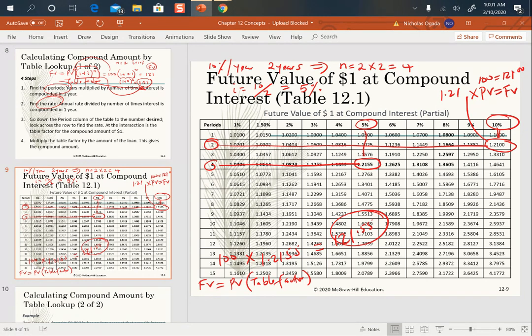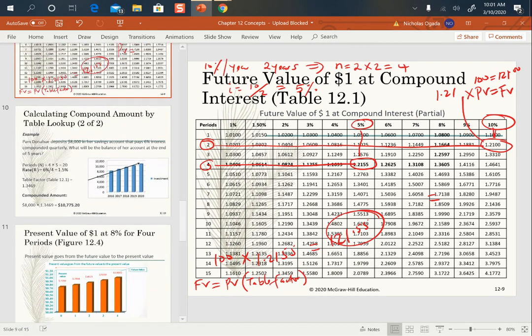Vice versa, if you are looking at the present value, then you end up using a different table. I'm going to show you this later on, but you end up using a different table to determine how to use the present value table. So it's going to be a different table that you have to pick up the value from.